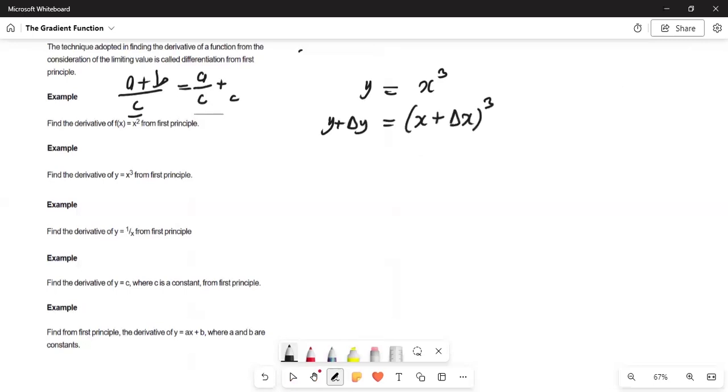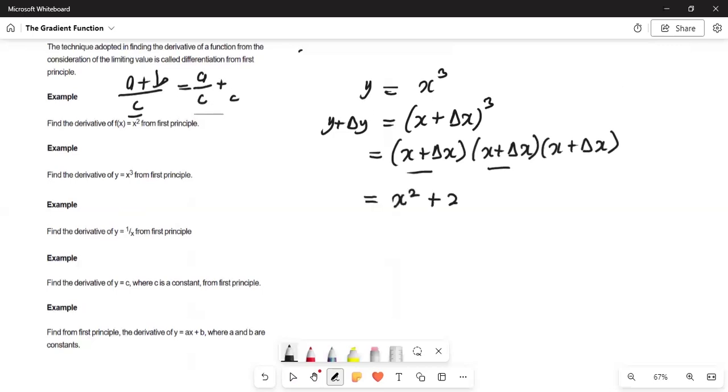And x plus delta x to the power of 3 means we are going to multiply x plus delta x by itself up to 3 times, x plus delta x, then times x plus delta x. Now from the previous example, we already know this multiplied by this gives us x squared plus 2x delta x plus delta x squared. That is for these two products now, but we still have one more here, so multiply by x plus delta x.